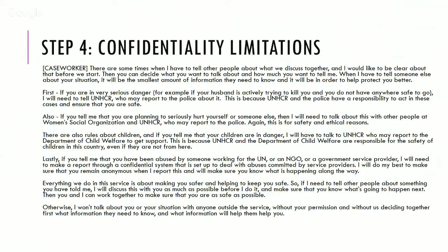For example, if she's going to harm herself or others, then we may have to tell a supervisor. It's important that we frame this discussion around protection. The exceptions to confidentiality are in place to ensure her safety and the safety of others around her.